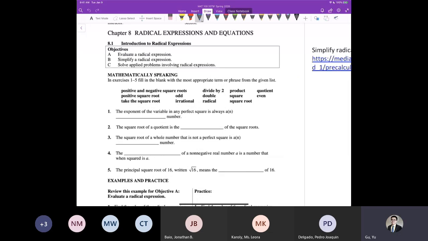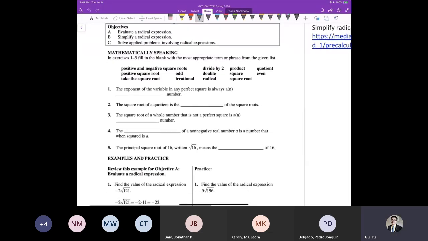Radical expressions, since you have that word radical, it basically means expressions that have radical signs. And for our class, we only need to focus on two radical signs. One is the square root, the other one is the cube root. We don't need to worry about other radical signs. Let's fill in the blanks for number 1.